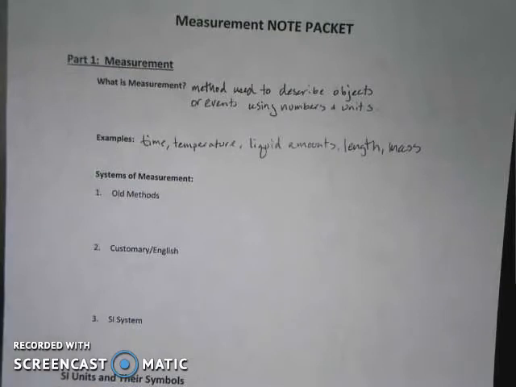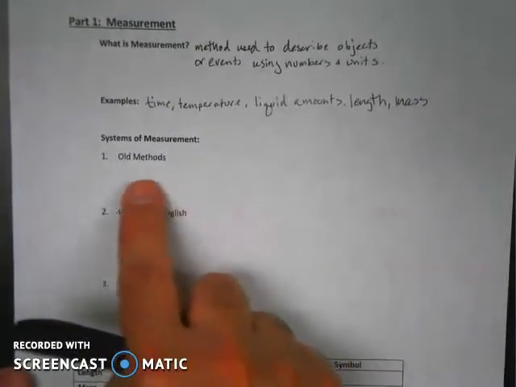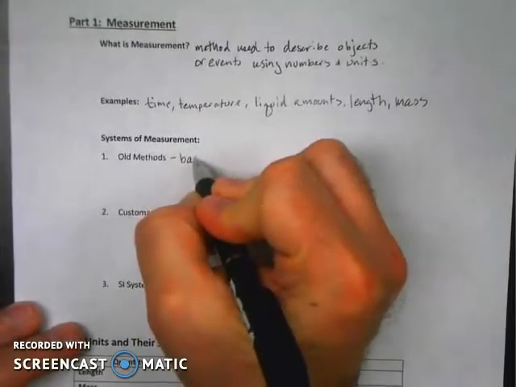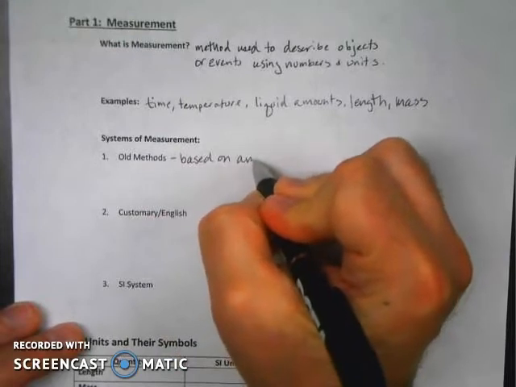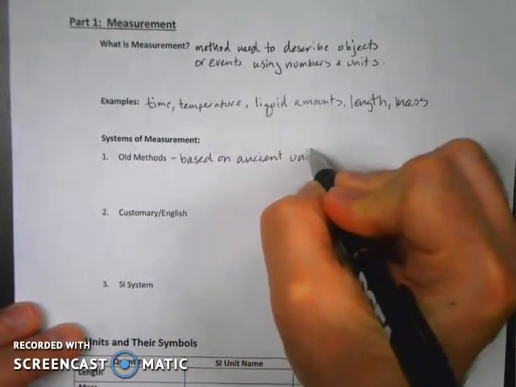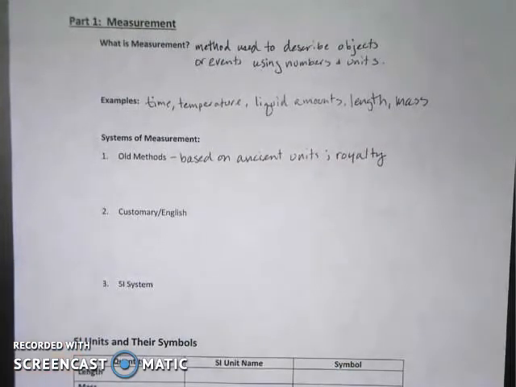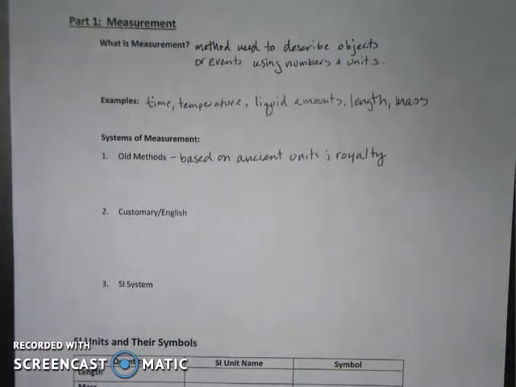Now, throughout history, there have been different systems of measurement. So we're going to kind of lump all the old methods into one category. And a lot of times these were based on ancient units, or they were based on royalty. So if we were talking about a foot, that would be the king's foot. But that runs into problems because a lot of times kings didn't last for that long. So they're either thrown out or they would pass away. So it would change a lot.